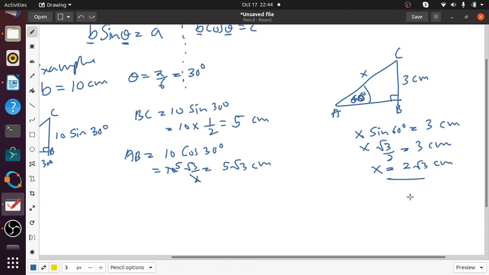Now we know X. How can you find AB? X is AC. To find AB, you take X and multiply it by cosine of 60. X is 2 root 3 and cosine 60 is half. The 2 goes off and you are left with root 3 centimeters.